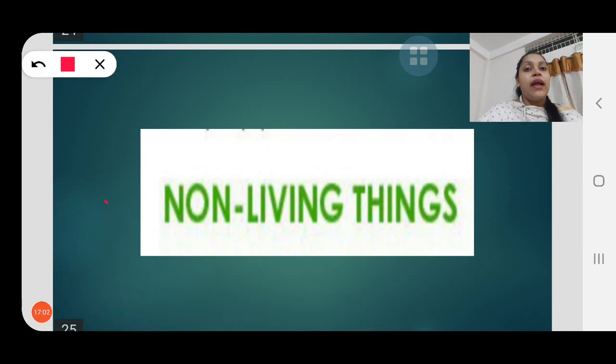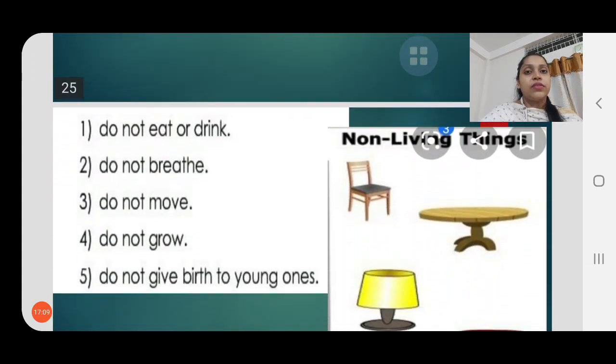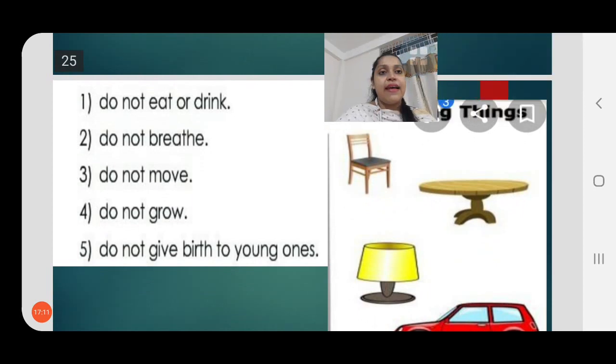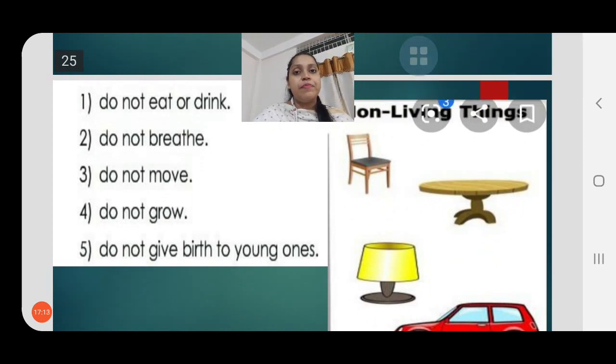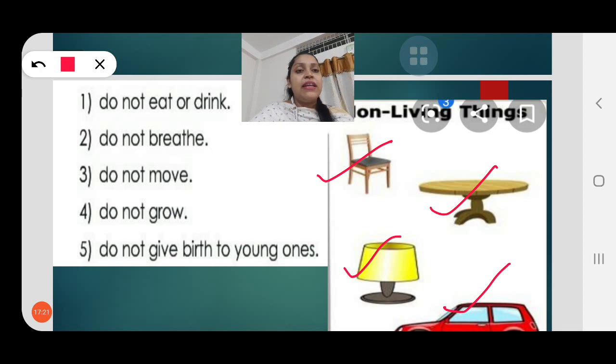What are non-living things? Which things are called non-living things? Now for non-living things, as I have shown a picture, children, you can see a picture of a chair, a table, a lamp and a car. Now let me consider these 4 things.